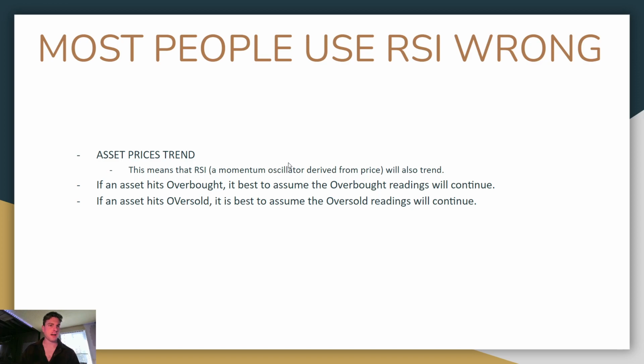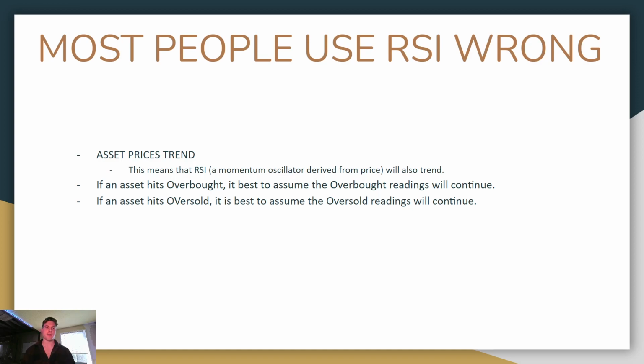Now, I just want to stop. Most people that use the RSI don't use it correctly. Asset prices trend, and because RSI is a derivative of price, this means that RSI is also going to trend. So what most people do is when the RSI hits an oversold level, they think it's going to bounce. They think price is going to start going up from there, which it can, very short term. They also think when price hits an overbought level, a 70, that's when you should start shorting.